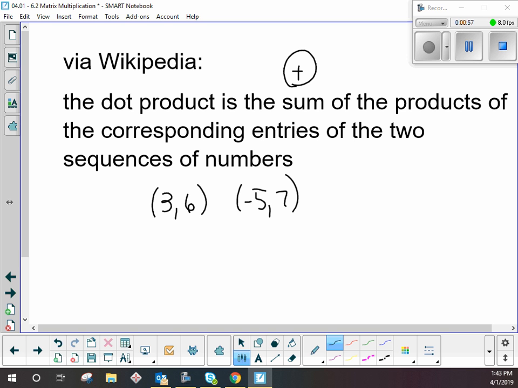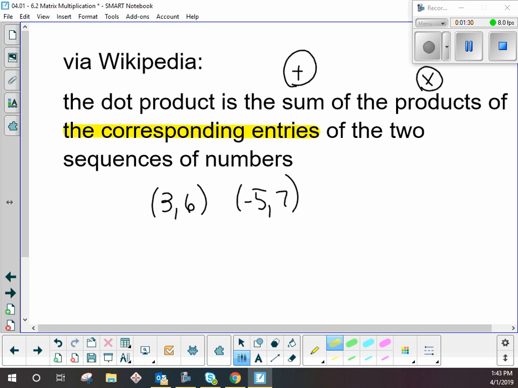The sum of the products, what does it mean when I'm taking a product of something? Multiplication, right? Okay, it means multiply. We're going to be multiplying some stuff of the corresponding entries. When we talked about corresponding entries before, did we just talk about those last week? We did. We were talking about corresponding entries on matrices.